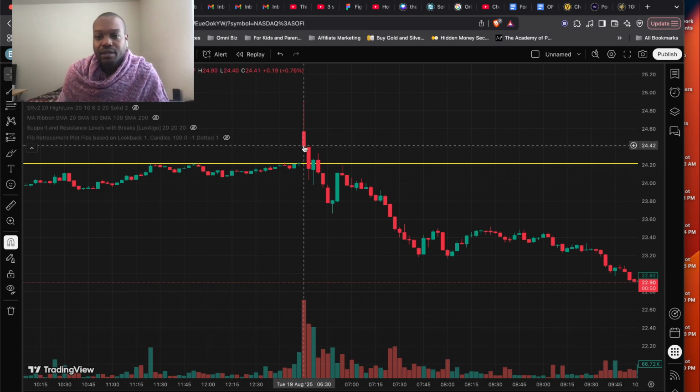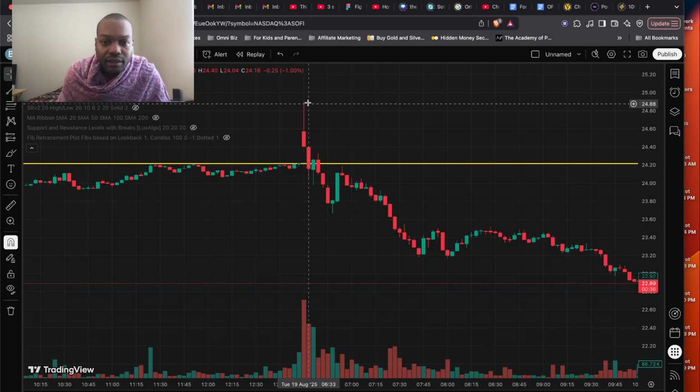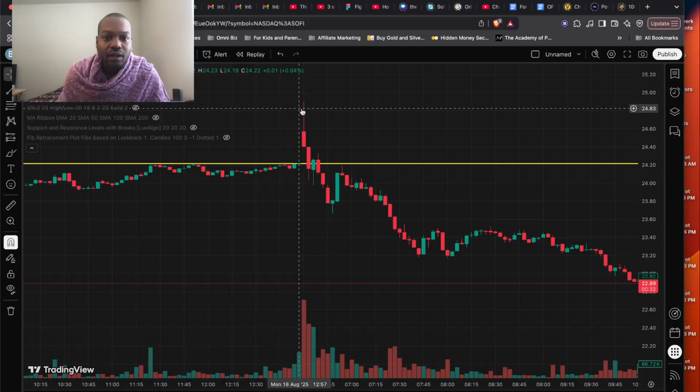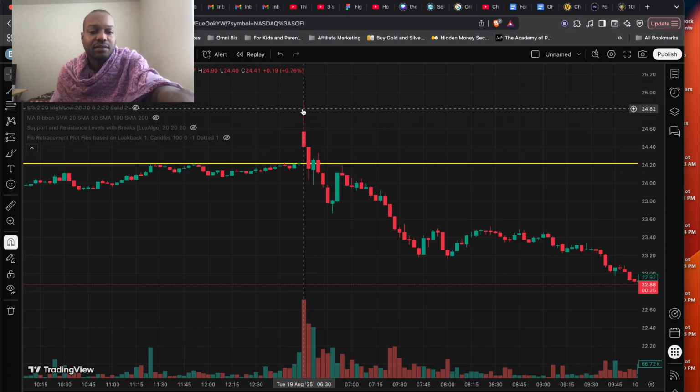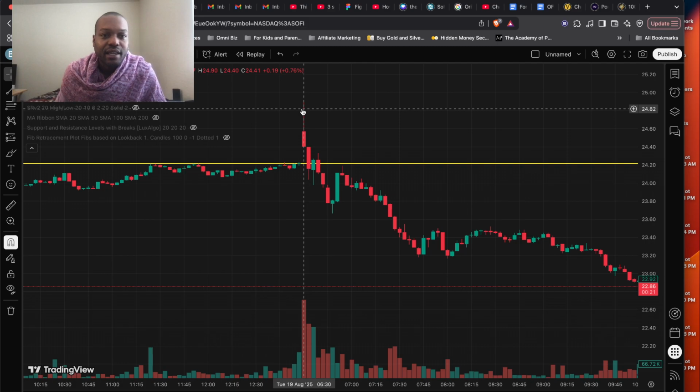So at minimum, 24.40, and at max 24.89. Actually, I don't know why I did that. I mean, the high and lows are up here. Y'all can't see where I'm pointing, but anyways, it's up there.